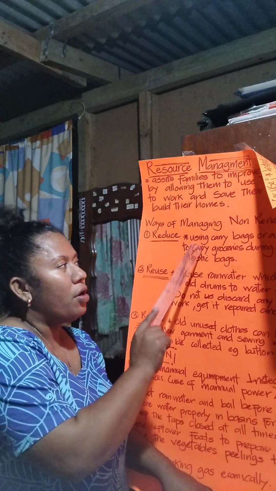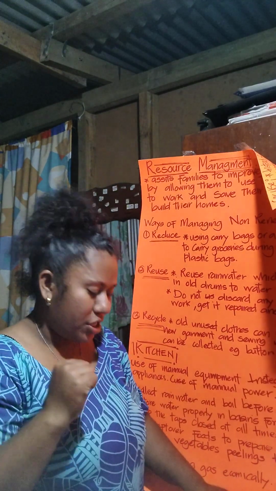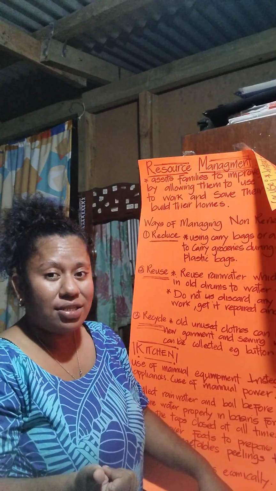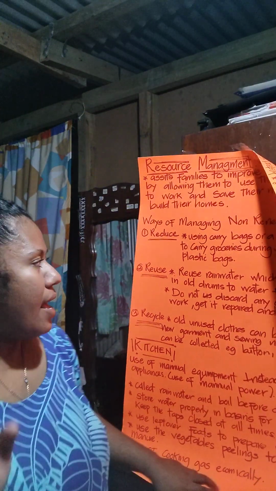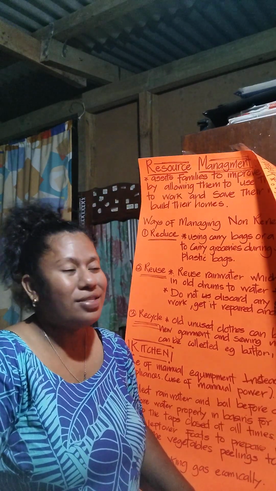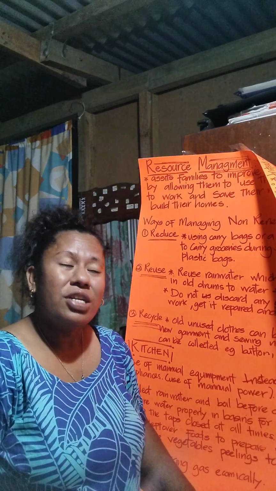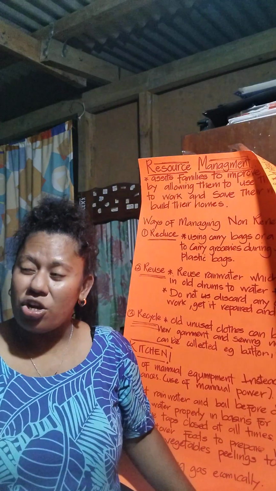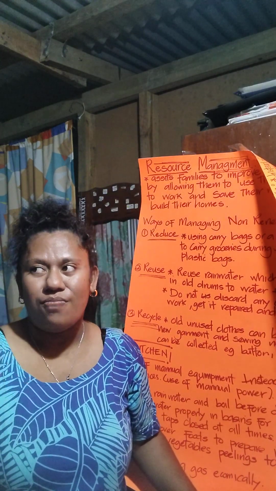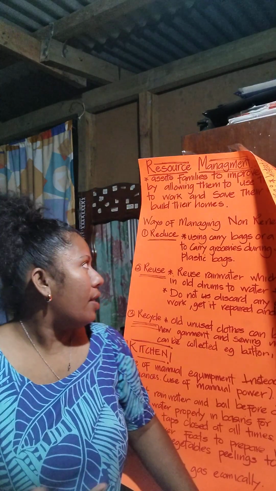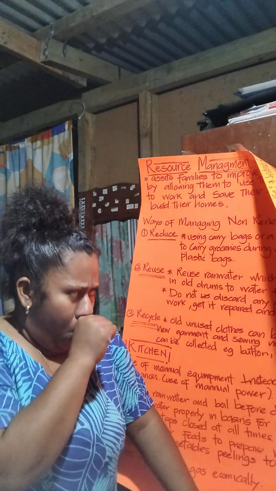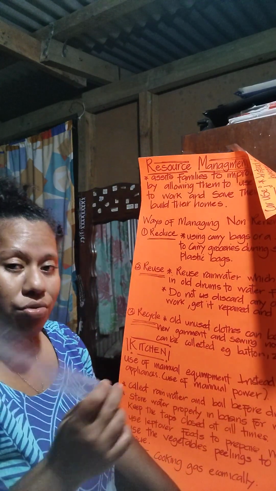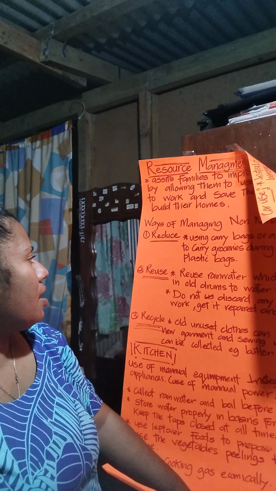Okay, before we move on, there are two types of resources. One is renewable resources and non-renewable resources. Renewable resources are resources that can be reused or recycled, and non-renewable resources are things that cannot be reused. We will go through non-renewable and renewable resources.